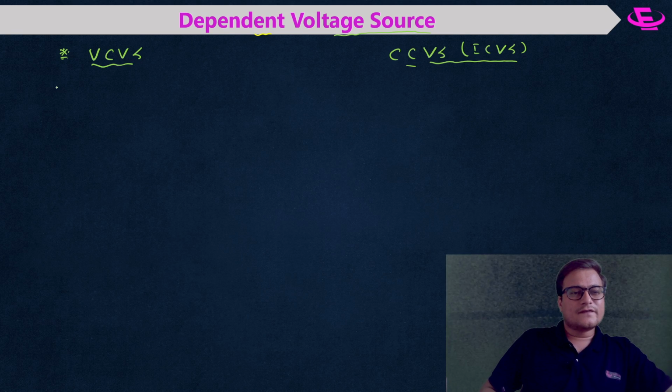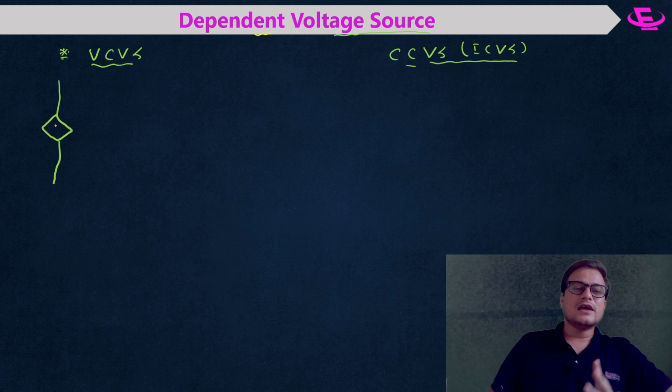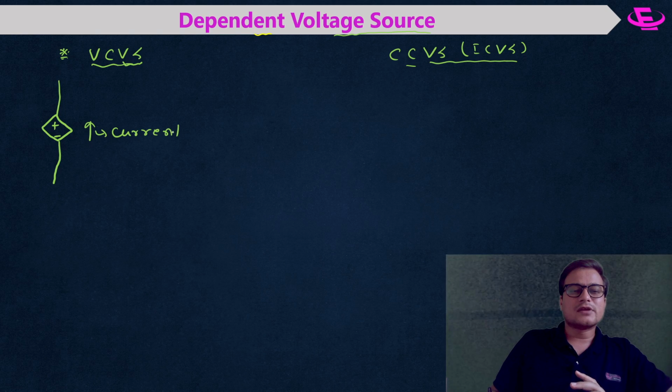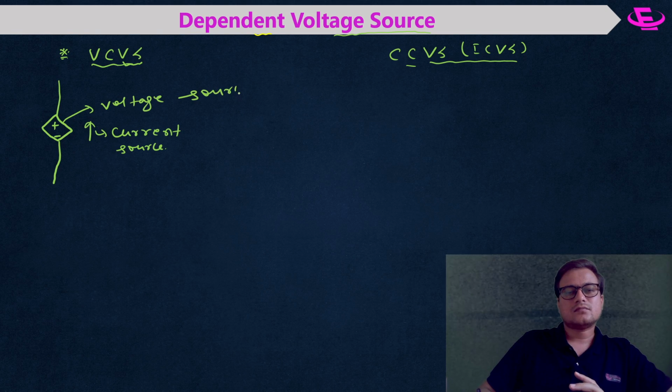Now if somebody is asking you to draw the symbol, the dependent source symbol is like this. If it is a square box, you can say it is a dependent source. Now inside the square box, if there is a plus minus terminal, it means it is representing a voltage source. If instead of plus minus there is an arrow symbol, the arrow means it will represent a current source. So right now the symbol is plus minus, that means it is representing a voltage source. I think it is clear to you.